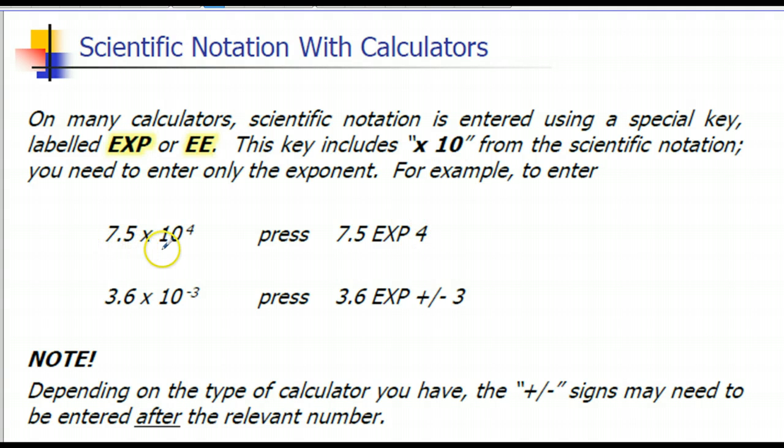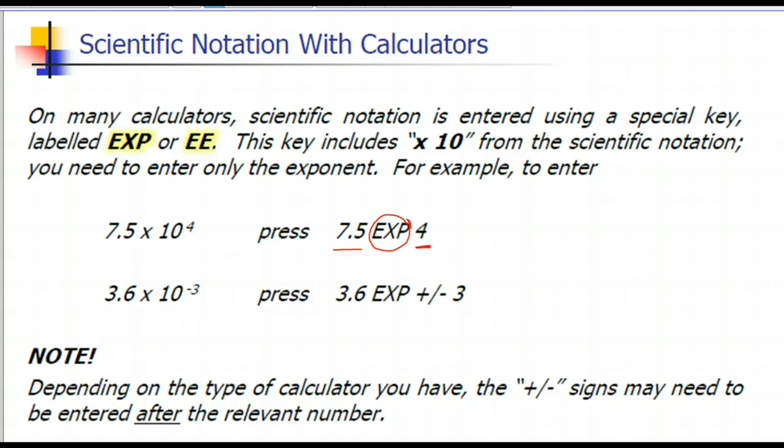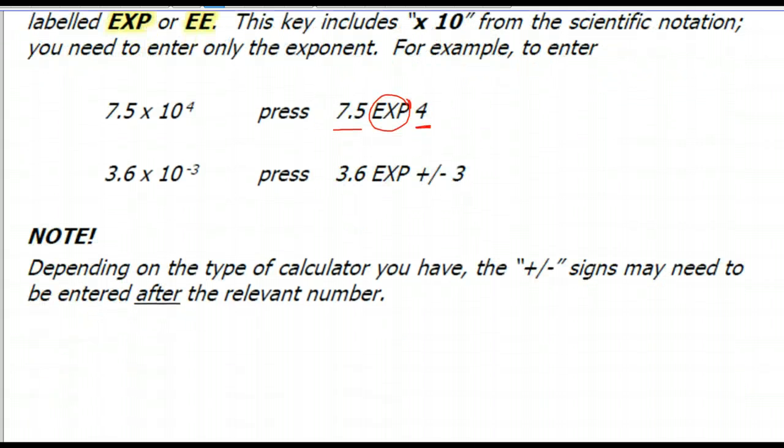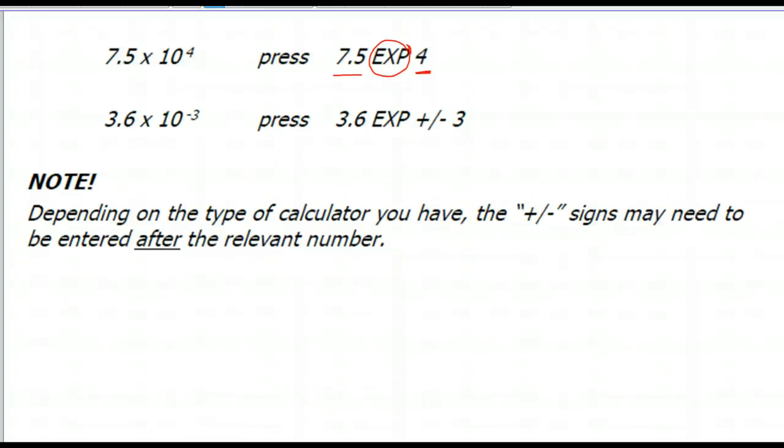So to enter 7.5 times 10 to the 4 in your calculator, you'd put in 7.5, hit your exponent key, and then tell it what exponent goes beside the times 10. Okay, and if it's negative, you have to figure out with your calculator whether you enter the negative before or after the number, because that sometimes changes depending on the type of calculator. So I just want you to practice. If you don't have a scientific calculator in front of you, get one to try this next step.